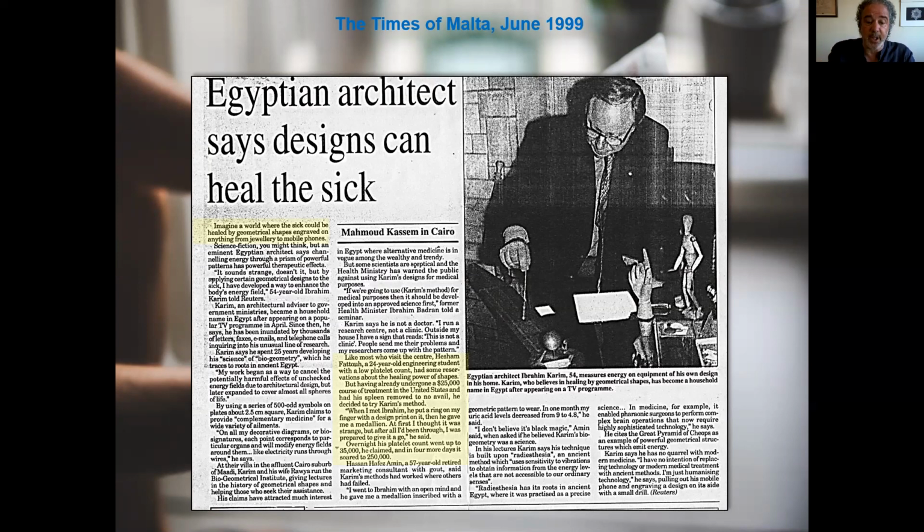And he says, "When I first met Ibrahim, he put a ring on my finger with a design print on it." Okay, rings with design print are very common to us today in biogeometry. "Then he gave me a medallion. At first I thought it was strange, but after all I had gone through, I was prepared to give it a go." Overnight, his platelet count went up to 35,000, and in 4 more days, it soared to 250,000. Now, claims such as these may seem far-fetched, but believe me, once you learn about biogeometry, you realize that they're not. What this story is referring to is the power of biosignatures.